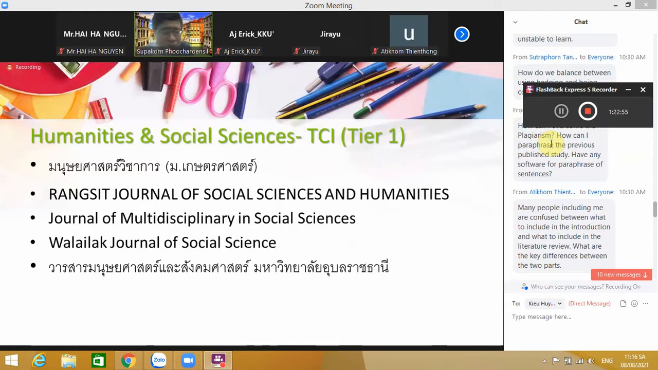I'm not sure which university publishes this one, maybe Rajapat Suan Dusit. I'm not so sure. Don't take my word for it. You can search for this. วลัยลักษณ์, okay, of course, this is by Walailak University. And the last one is also indexed in tier 1 of TCI: วารสารมนุษยศาสตร์และสังคมศาสตร์, Ubon Ratchathani University, right?